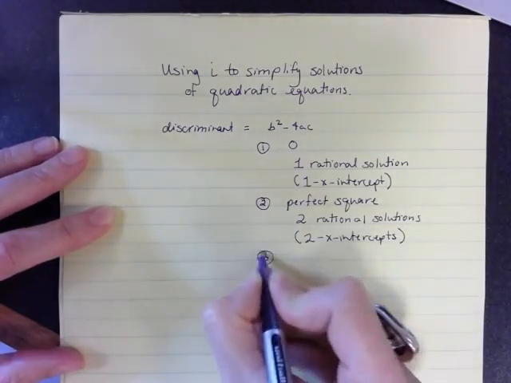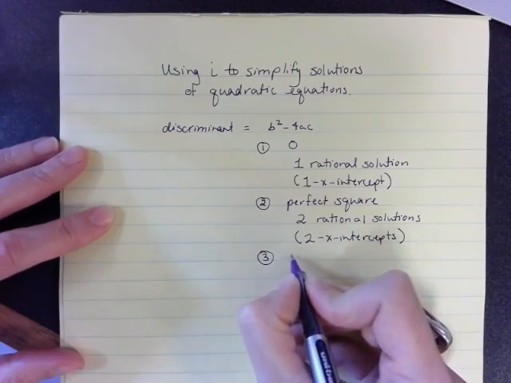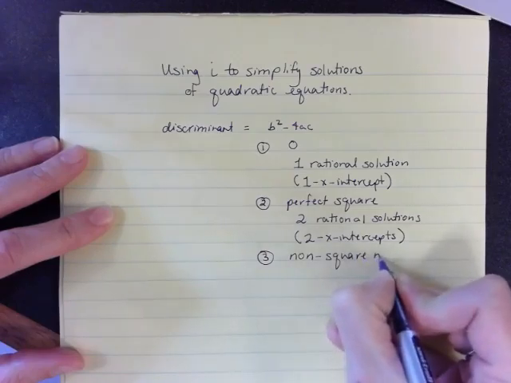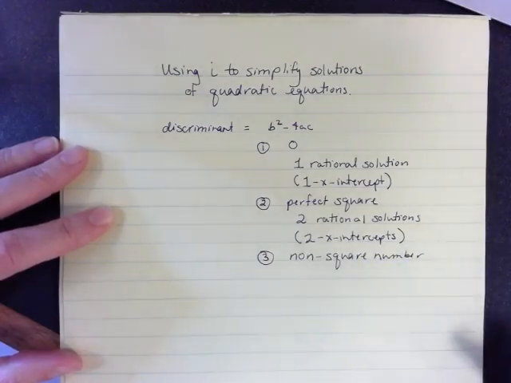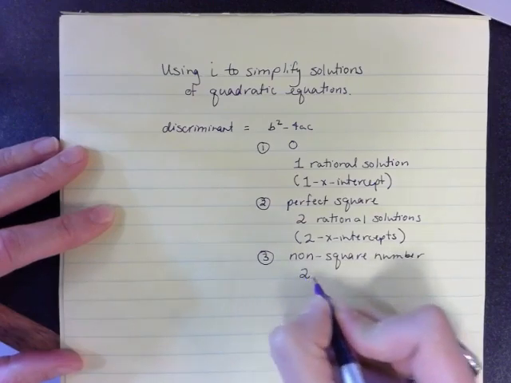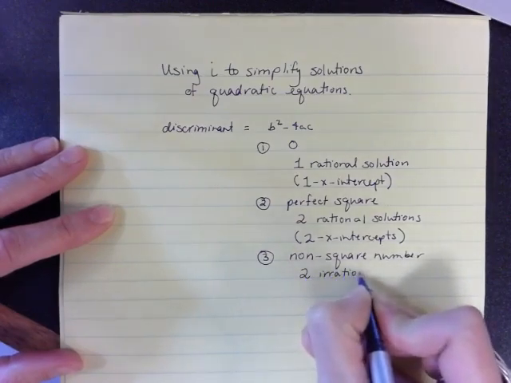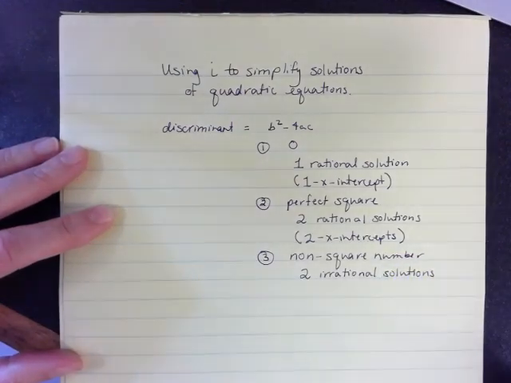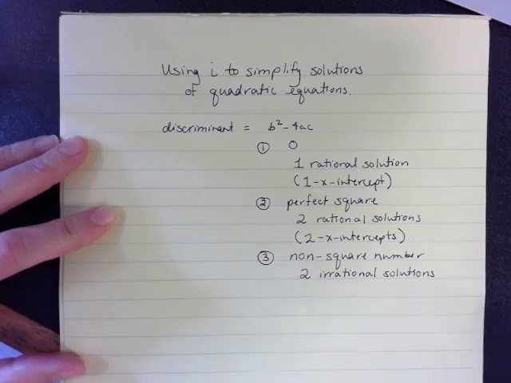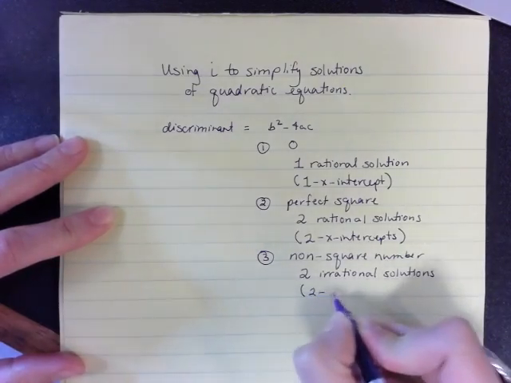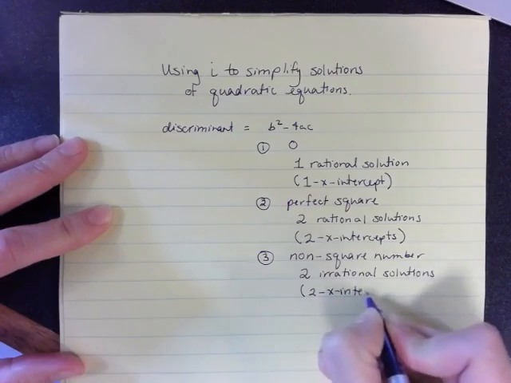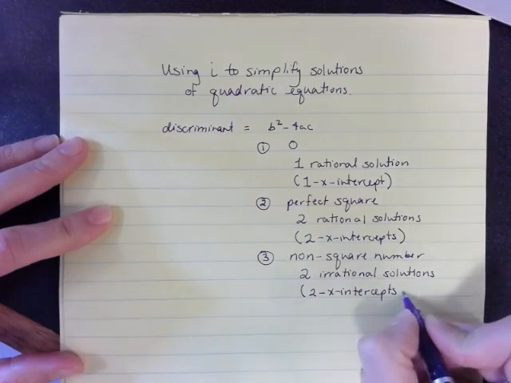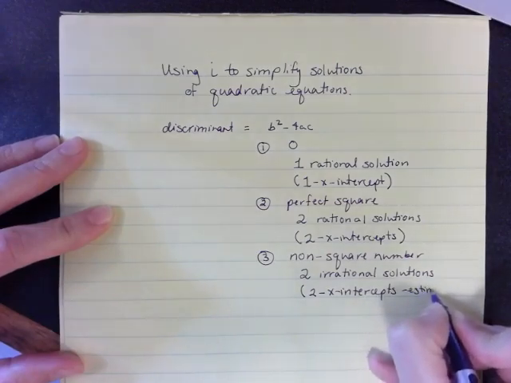The next thing is if we have a non-square number as our discriminant. If we have that, that means we have two irrational solutions. And that means we have two x-intercepts that will have to be estimated if we were to graph them.